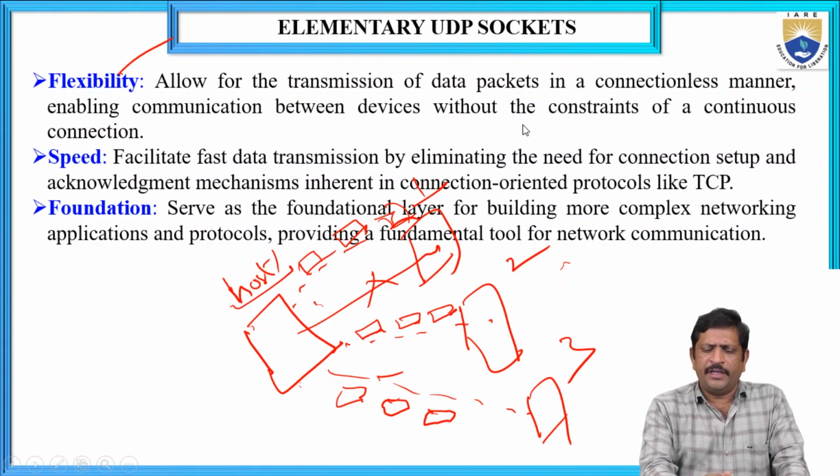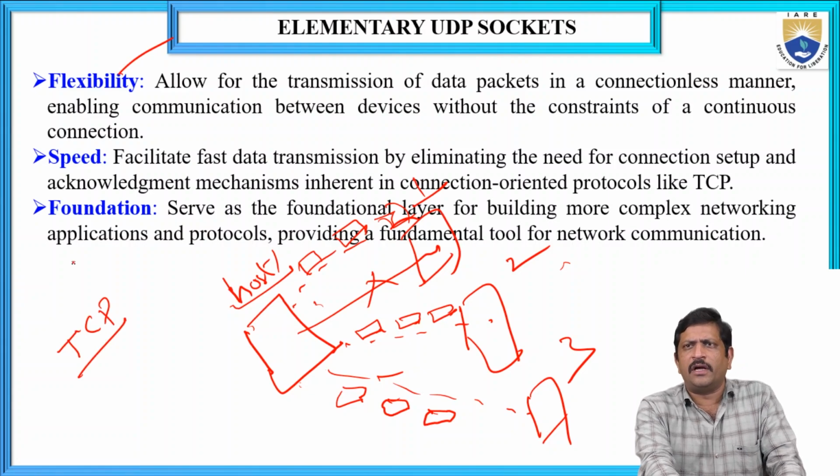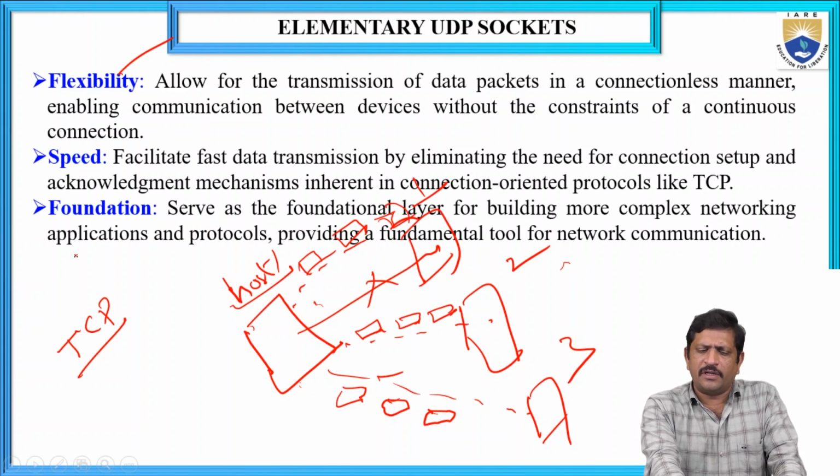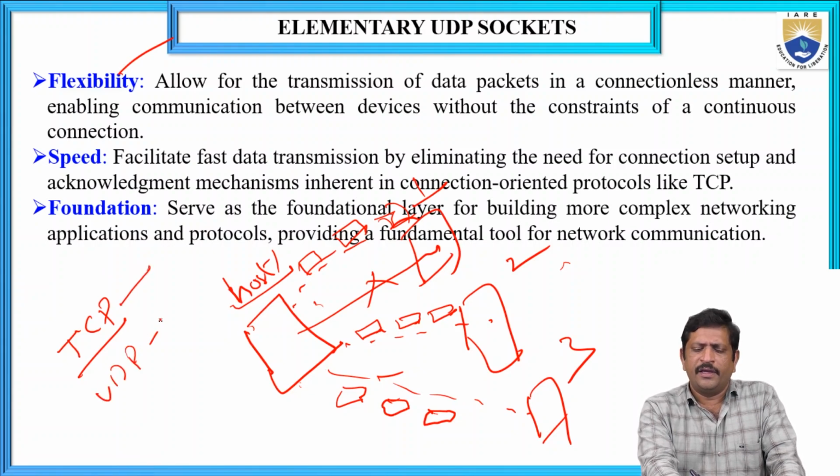That means here TCP, the Transmission Control Protocol, is a connection-oriented protocol, and UDP is a connectionless protocol. With this connection-oriented protocol, speed can be increased between the devices, that is, from client 1 to client 2, client 3, and multiple other clients. Between these clients the speed can be increased.